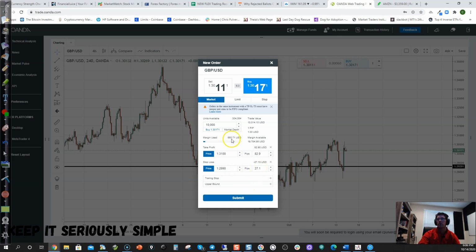I can place a trade there. That'd be a 10,000 unit trade, or a 1 mini lot position, using $650 in margin for $1 per pip for me and against me. So if I want to place a trade, that'd be a market buy. The other one we did was a market sell.